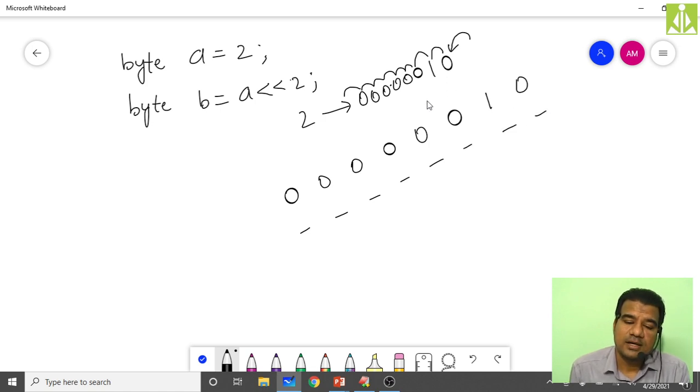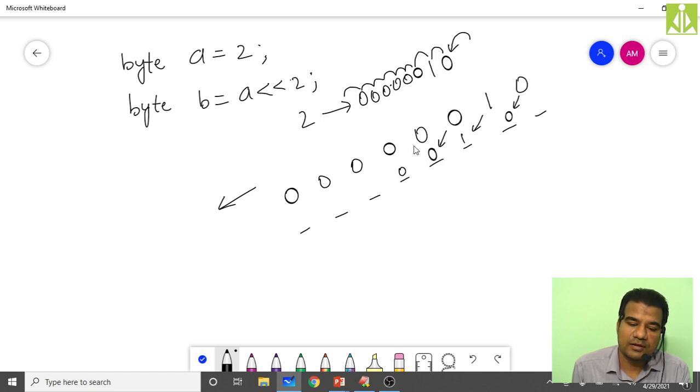So what I said, these bits will be shifted one position towards the left direction. So this is my left direction. This 0 will come over here. This 0 has come over here. This 1 will come over here. And this 0 will come here.